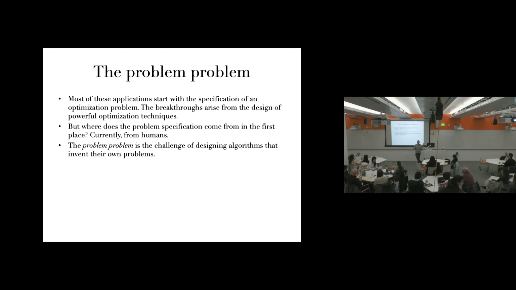But where does the problem specification come from in the first place? Currently, it comes from humans. The AI system is handed the optimization problem, or in fact, the AI system is designed to solve a particular optimization problem. So this is the problem: it's the challenge of designing algorithms that invent their own problems. And in some sense, that's what we're looking for when we design a fully functional AI scientist.